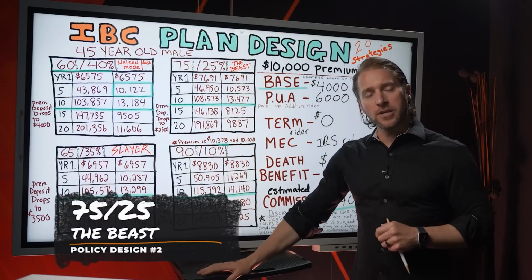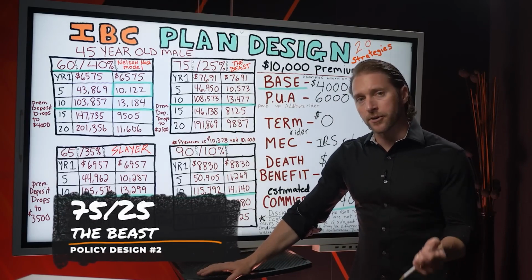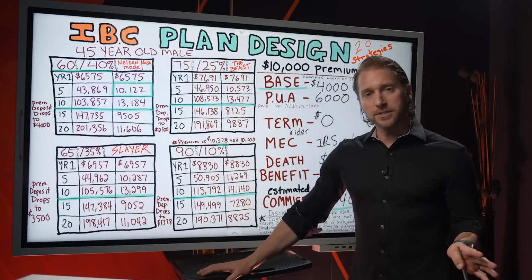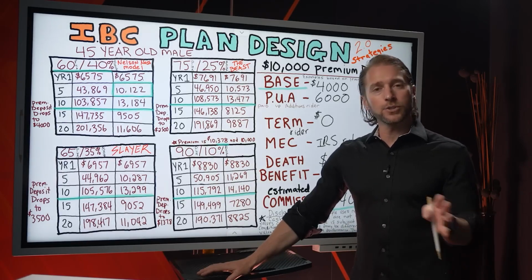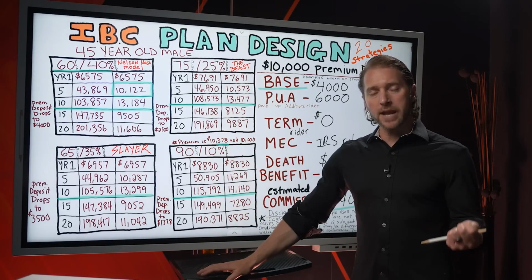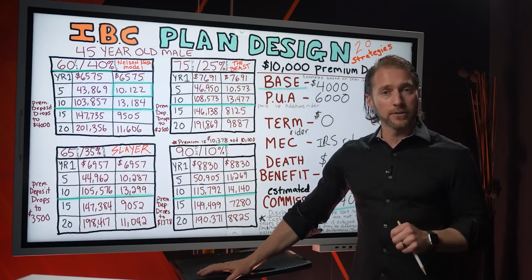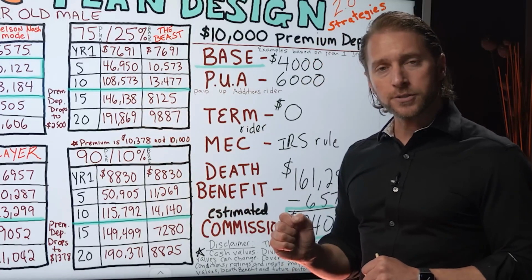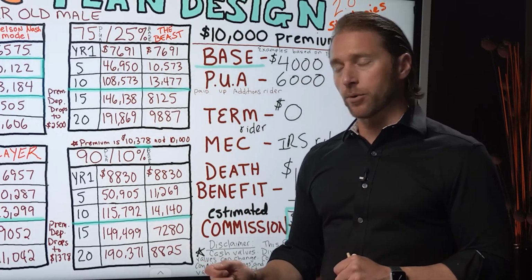Let's dive into the beast and show you how it is. In full transparency, some of the things I'm going to show you are proprietary to the Money School and the Money Multiplier. They can't be designed by any other agent or agency. Why? Well, because we've gotten to a certain point where we have the ability to design plans that nobody else can with these carriers. This is not one that's unique to us, but this is one that not a lot of other people are doing.